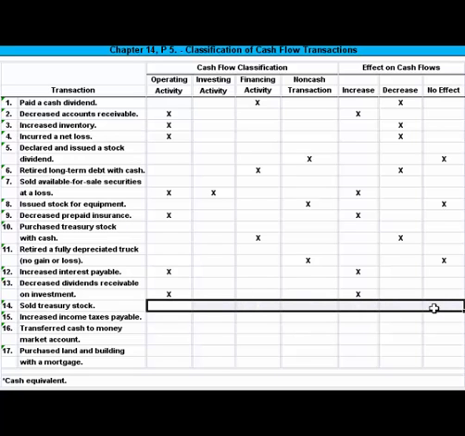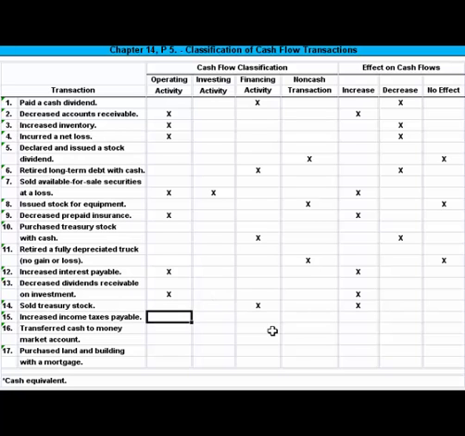All right. If we sell treasury stock, treasury stock is an investment. Even though it's an investment in our own stock, it shows up under financing activities, and we would receive cash proceeds, so that's an increase.